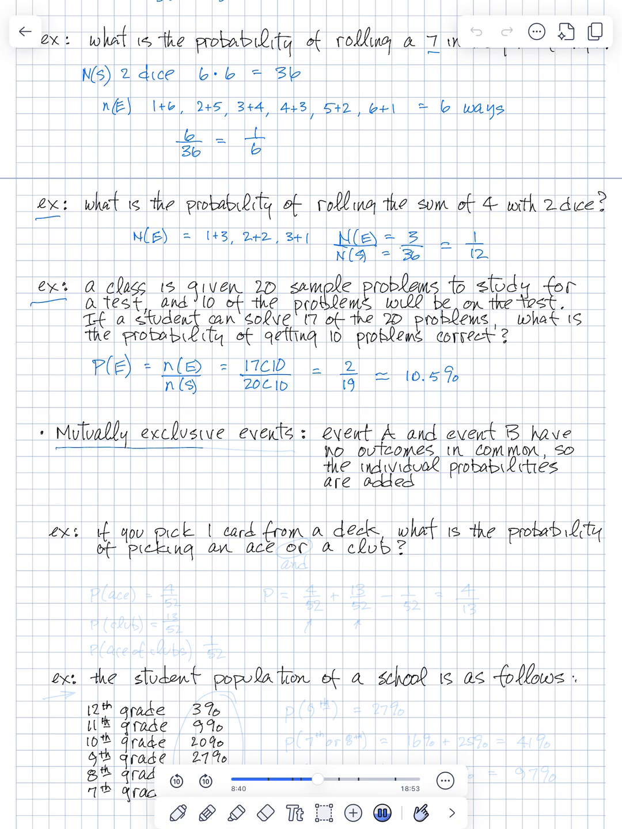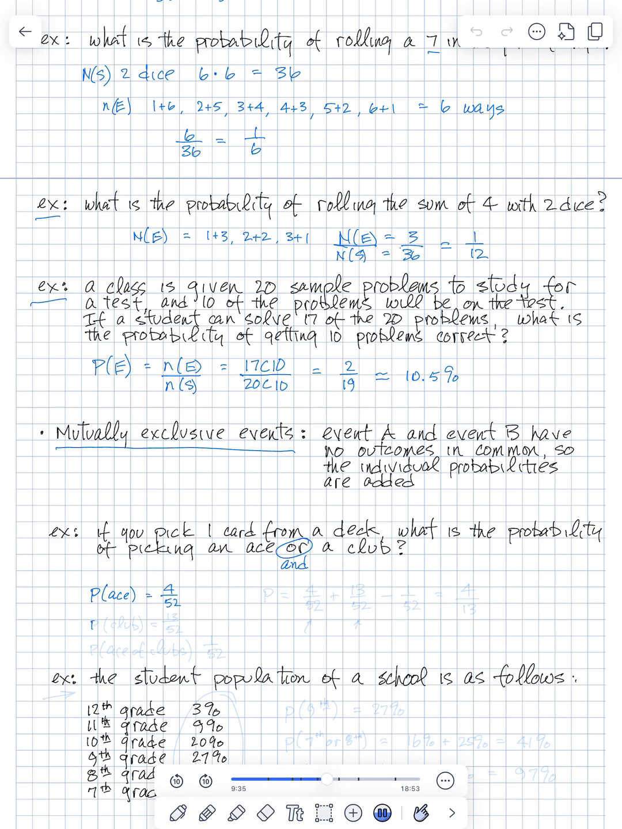Okay, let's look at mutually exclusive events. This means that event A and event B do not have any outcomes in common, and so the individual probabilities are added to each other. Let's look at an example. If you pick one card from a deck, and remember the deck has 52 cards, what's the probability of picking an ace or a club? When you see or in it, you're going to add the probabilities. Okay, the probability of an ace, well, there are 4 aces in 52 cards, so that's 4 out of 52.